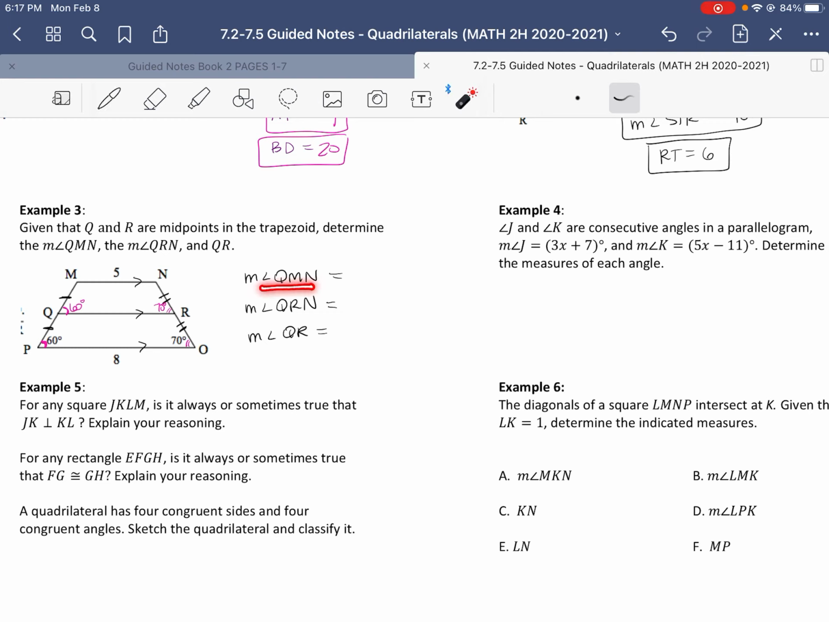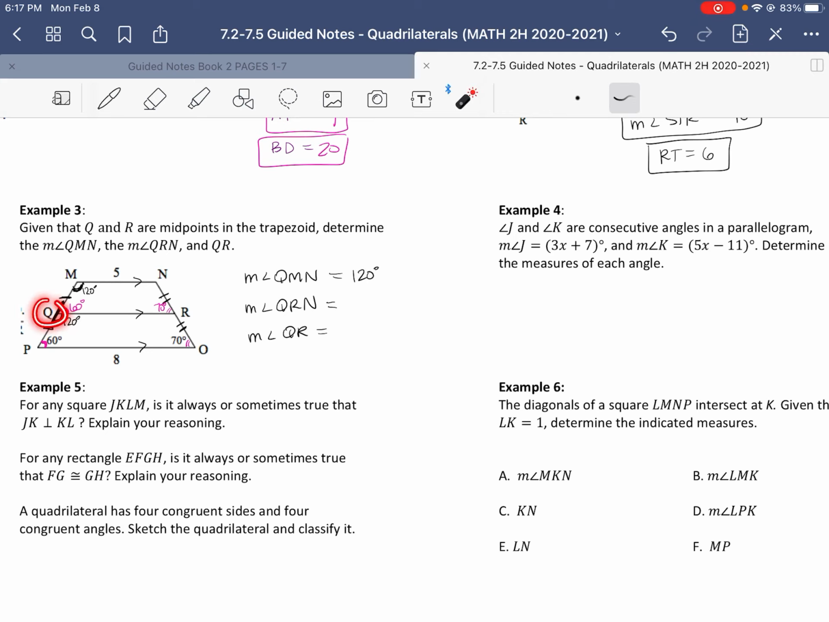So let's look at it. It's asking us to find angle QMN. So Q to M to N is this angle here up at the top. Now again, this angle up at the top, right, is going to correspond to this angle right here. These are linear pairs. So if that's 60 degrees, 180 minus 60 is 120. So these angles are 120 degrees.